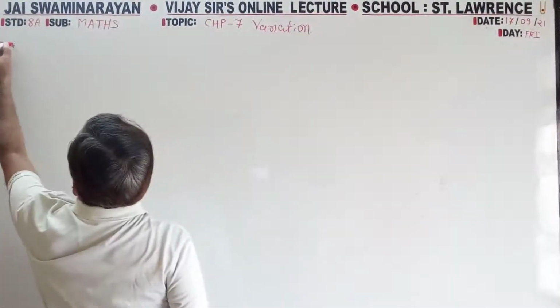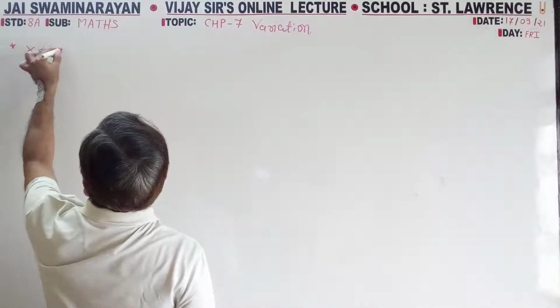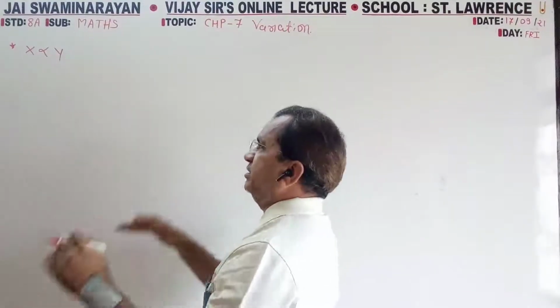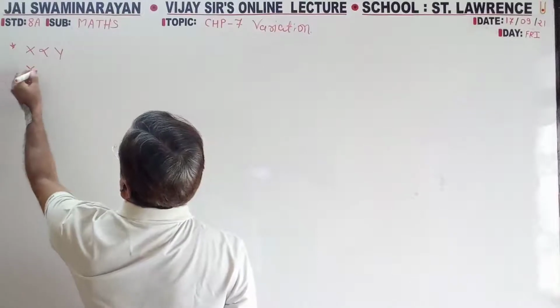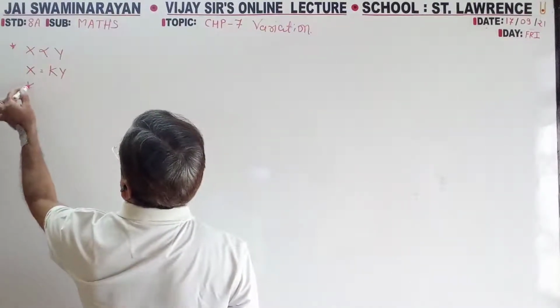So two parts are very important. x is directly proportional to y. When one increases, the second increases. When one decreases, the second decreases. Both are the same, increasing or decreasing. So x is equal to ky. k is constant.